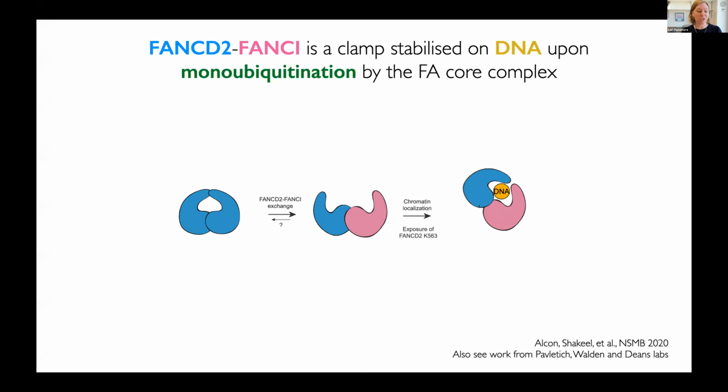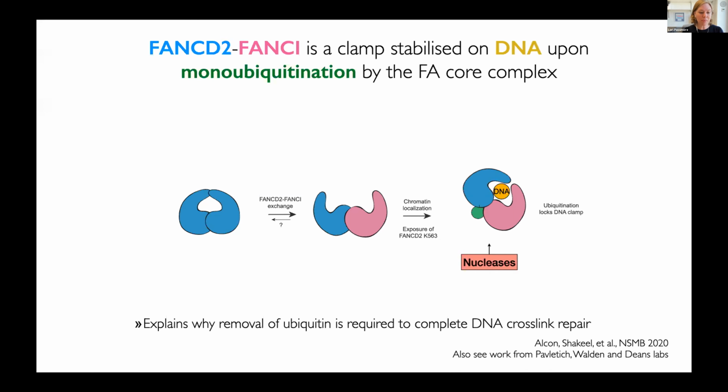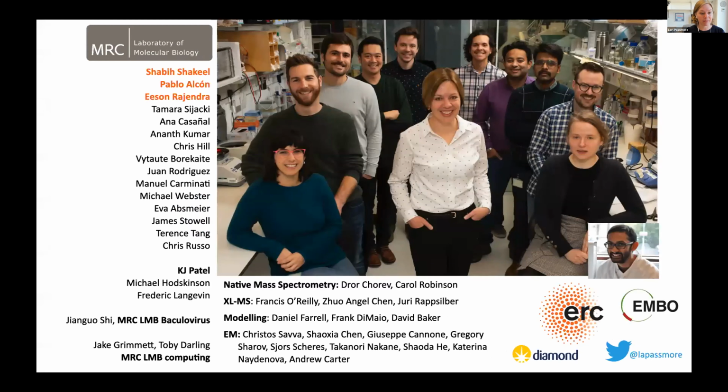This exposes the ubiquitination site, allowing the FA core complex and the E2 to access the lysine. And ubiquitin locks this DNA clamp onto DNA. This complex can then recruit the nucleases to repair the DNA crosslink. And because ubiquitin locks the complex on DNA, ubiquitin really must be removed in order for the clamp to open and to release the DNA.